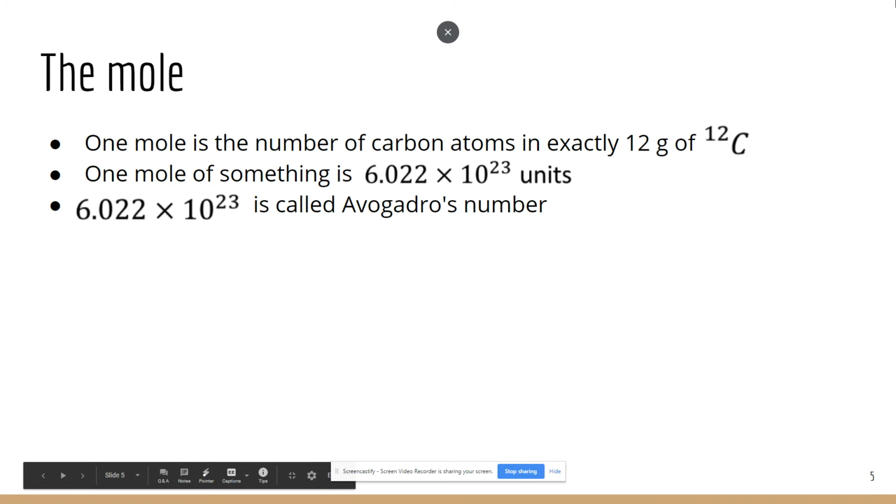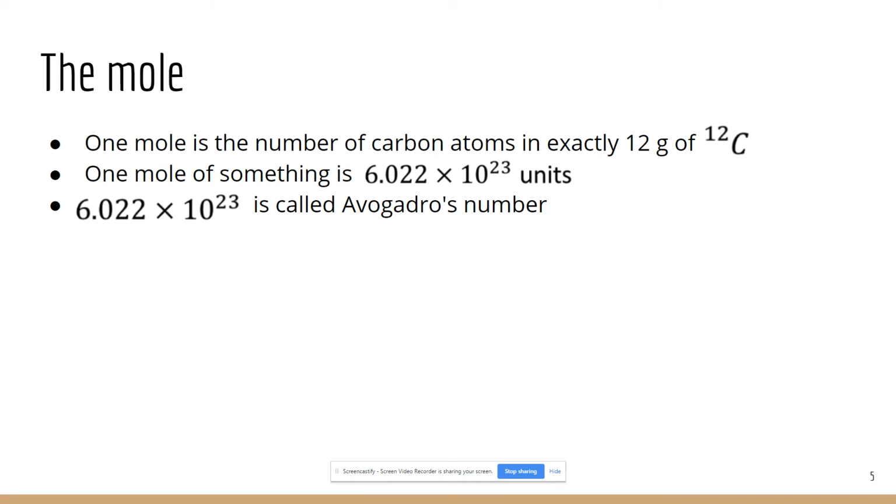Pause here. So you've probably heard about a mole before. It's just 6.022 times 10 to the 23rd atoms of something, or really it doesn't have to be an atom. It could be really anything. It is defined by being the number of carbon atoms that is in exactly 12 grams of carbon-12, meaning carbon that has exactly a mass number of 12. And 6.022 times 10 to the 23rd power is Avogadro's number.